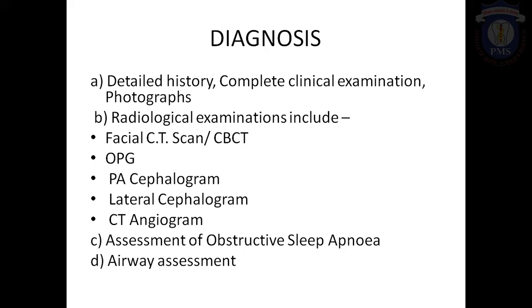Then photographs should be taken. Then investigation. Radiographic examination is done, which includes facial CT scan or CBCT. Then OPG also helps in diagnosis. Then PA cephalogram, lateral cephalogram, and CT angiogram. These radiographs help in the diagnosis of TMJ ankylosis. Then assessment of airway obstruction and obstructive sleep apnea.